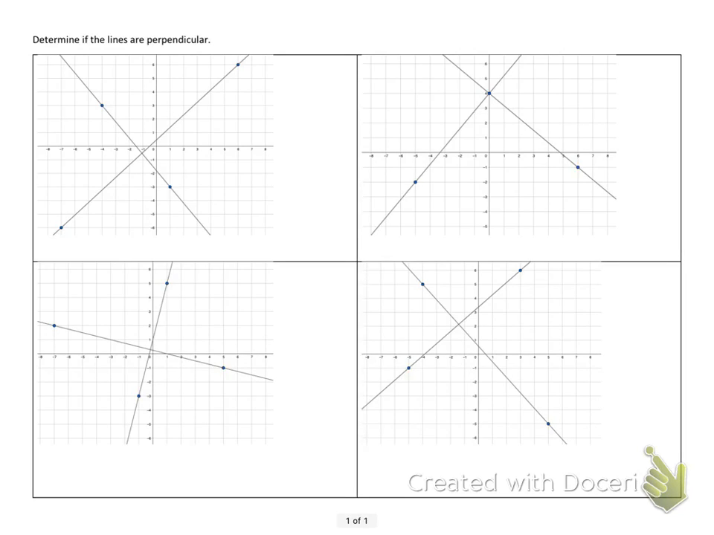Okay, so the back side of this, it's a little bit small up on the screen, but all 4 of these graphs are here. I was only going to go through 2 of them. And remember the process for determining if lines are perpendicular. Find the slope of each line. Multiply those slopes together. If you get -1, they're perpendicular. And that's what I'm going to be looking for.